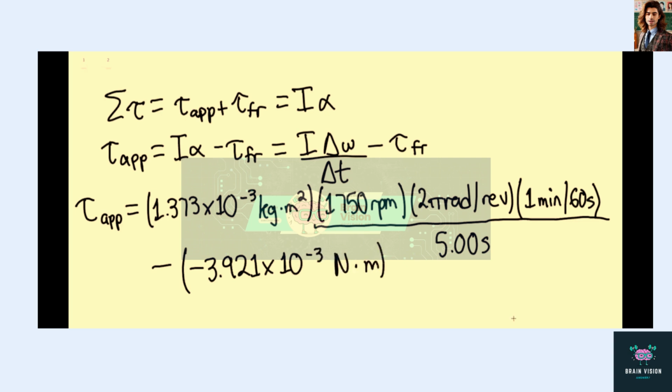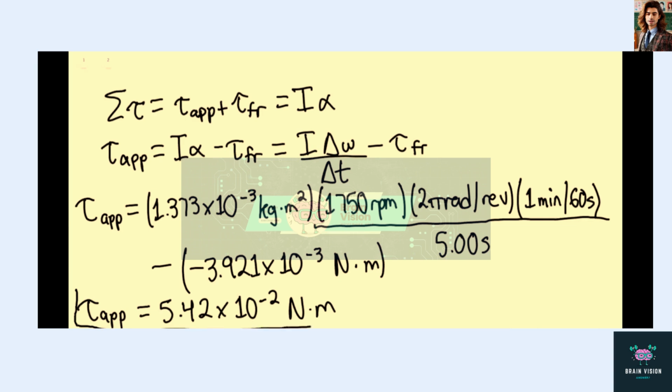And we have the torque applied to be equal to 5.42 times 10 to the negative second Newton meters. So this would be the torque applied needed in order to overcome the frictional torque and accelerate to 1,750 RPMs in 5.0 seconds.